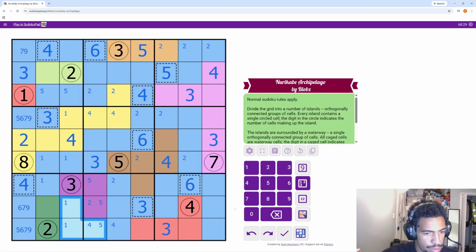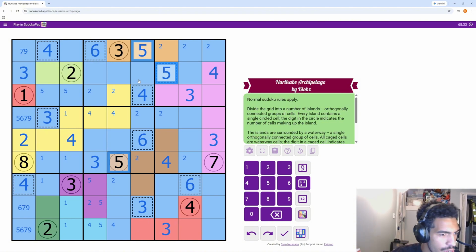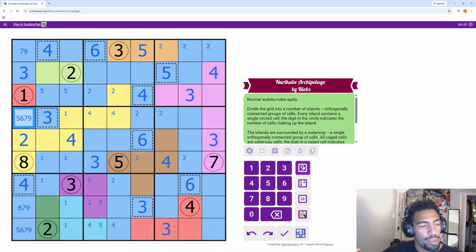Wait, these are different blues still. Actually, I'm gonna leave it. Those can be shark infested waters. Well, I'll allow it. Let's see. 5 is seen by this and the 4. So I just place a 5 in a cell that could have had 4 possibilities. Okay. Now that's a 5.